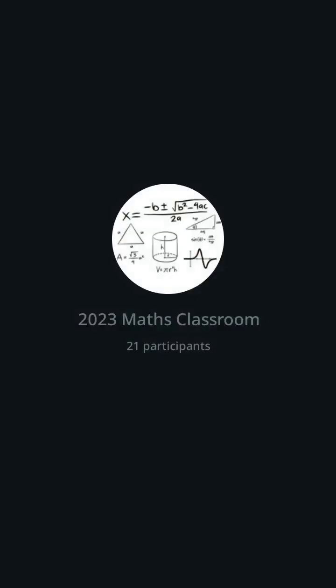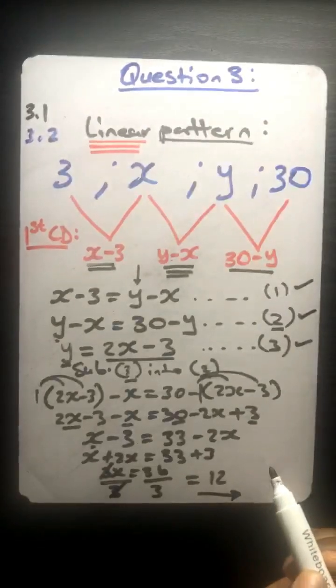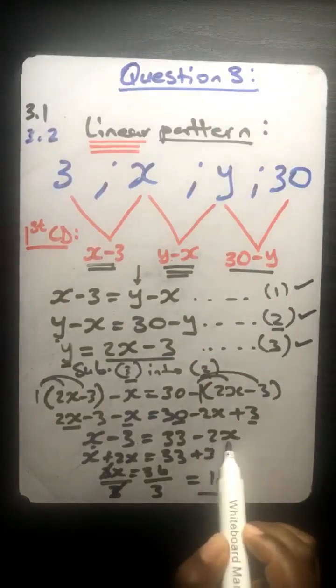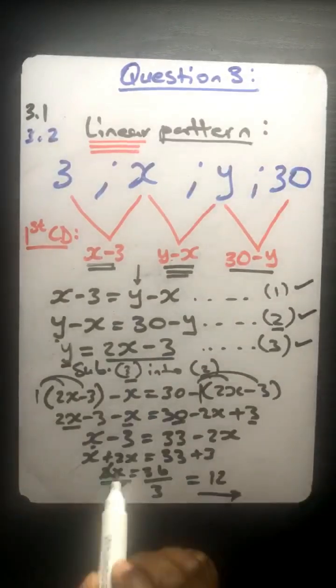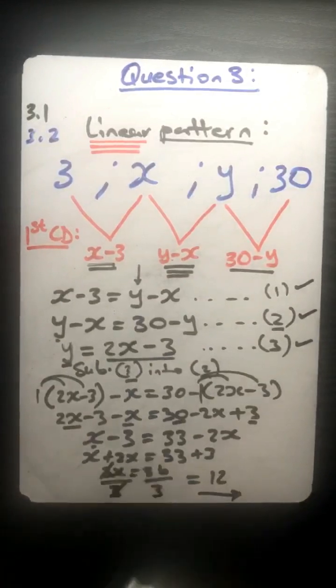Okay, sir, I understand, but on the fourth step, it changed to positive 2. So you're asking why there is positive 2? Yes, sir. Oh, okay. Now I see.